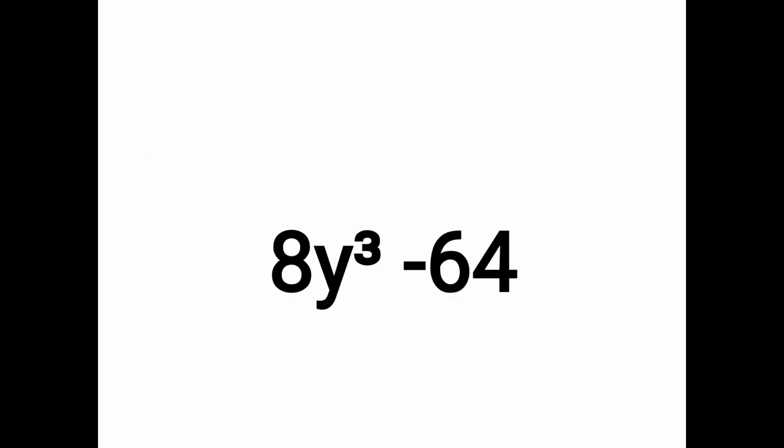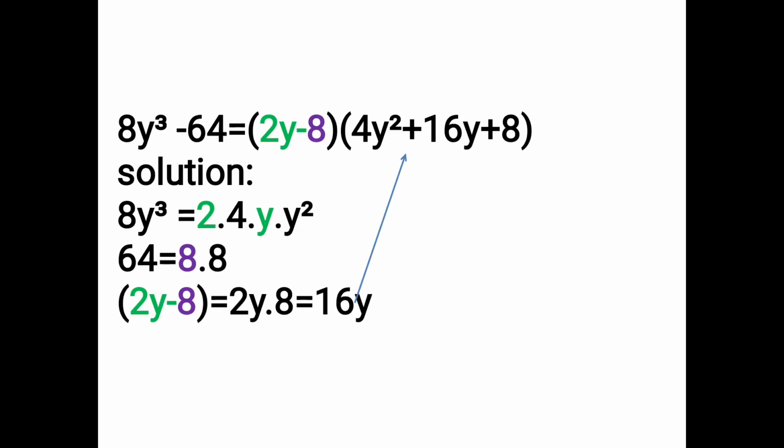Okay, we have another one, 8y cubed minus 64. For the solution, extract the cube root of 8y cubed, which gives 2y and 4y squared. Then 64 gives 8 and 8. Then we have 2y in the first factor, and 4y squared on the other side in the trinomial factor. For 64 we have 8 in the first factor and 8 in the trinomial factor. For the middle term of the trinomial factor, we have 2y times 8, which is 16y.